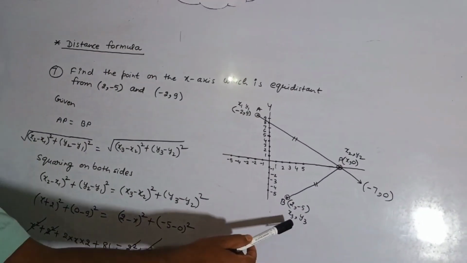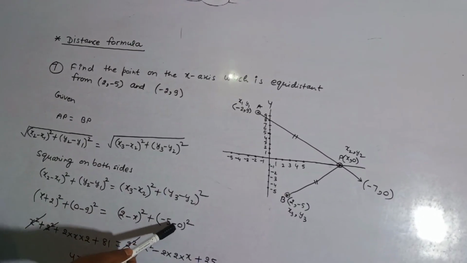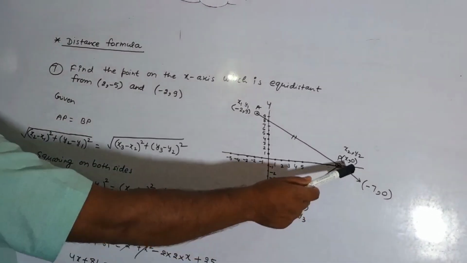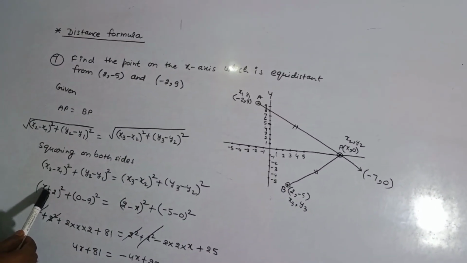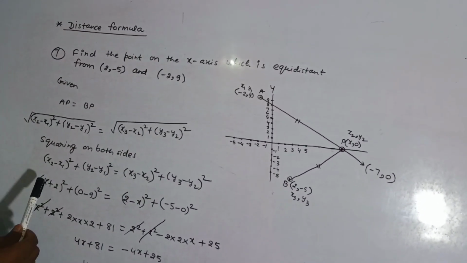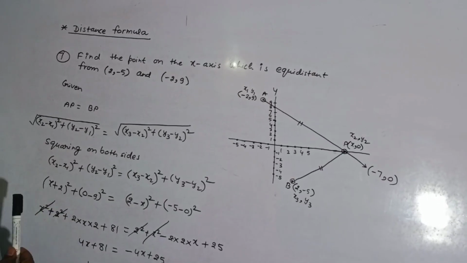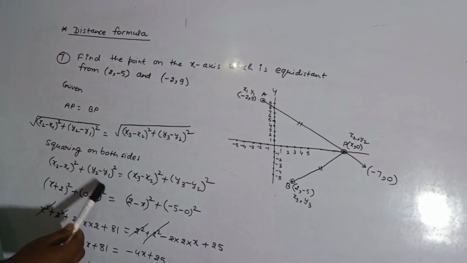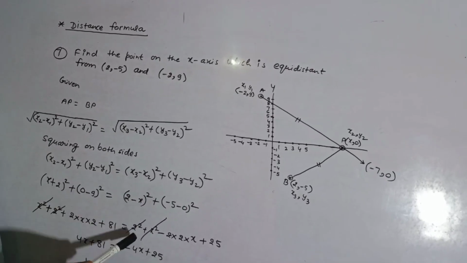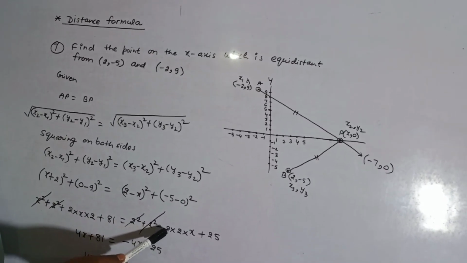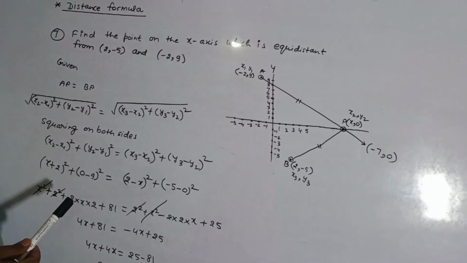The value of y3 is minus 5. We can write here minus 5 and minus y2. This is 0 whole square. Now students, we will apply here the formula a plus b whole square, which is a square plus b square plus 2ab. 0 minus 9 whole square, this will be plus 81, is equal to a minus b whole square, which is a square plus b square minus 2ab. Minus 5 whole square, this is plus 25.